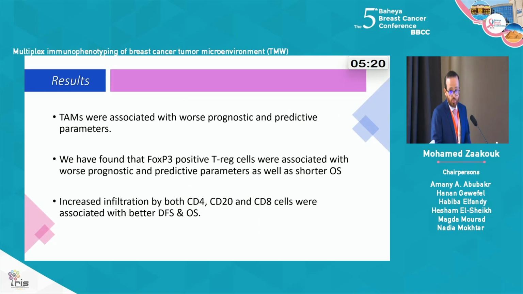Tumor-associated macrophages were associated with worse prognostic and predictive parameters. As well, FOXP3 positive Treg cells were associated with worse prognostic and predictive parameters as well as shorter overall survival. And increased infiltration by CD4, CD20, and CD8 cells were associated with better disease-free survival and overall survival.